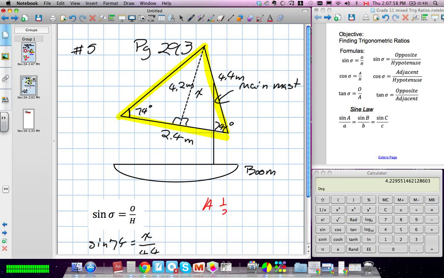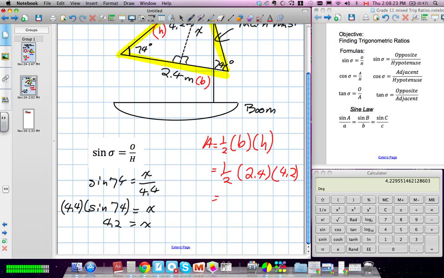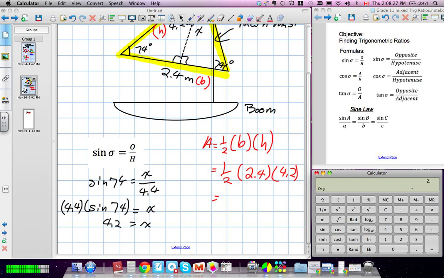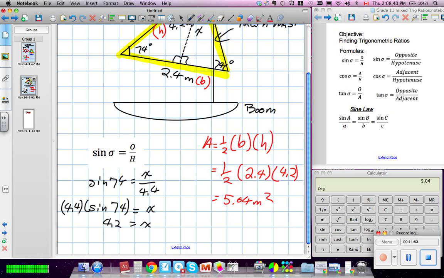Now the final question asks us for the area of a triangle. The area of a triangle is 1/2 times the base times the height. Our height is 4.2 and the base is 2.4. So we'd use 1/2 times the base, which is 2.4, times the height, which is 4.2. We type that in our calculator. 1/2 is also the equivalent of 0.5. So 0.5 times 2.4 times 4.2. The area of our mainsail is 5.04 meters squared.